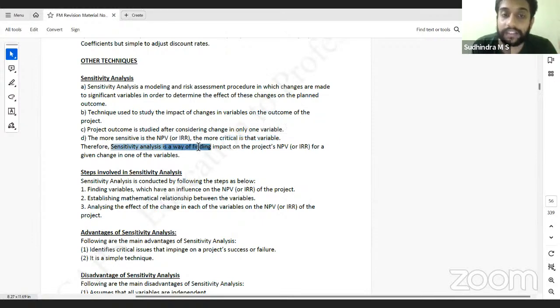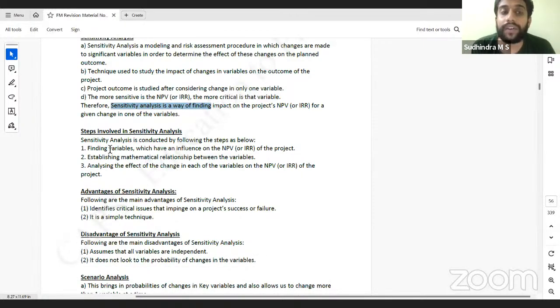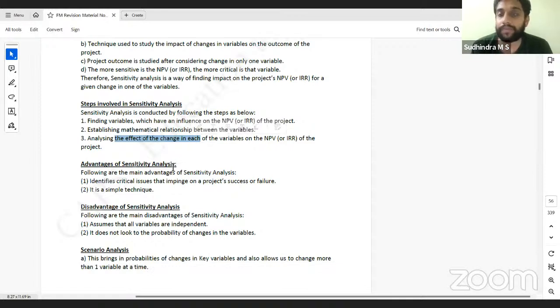Therefore, sensitivity analysis is a way of finding the impact on the project's NPV for a given change in one of the variables. What are the steps? First, identify the variables which will impact NPV, like selling price, variable cost, discount rate. All these are variables which will have an influence on NPV. Establish a mathematical relationship between the variables. Analyze the effect of change: you fix a rate, 10% decrease, 10% increase. For each variable, analyze the change of that percentage and the change in the NPV.